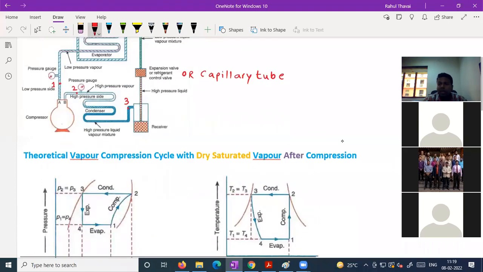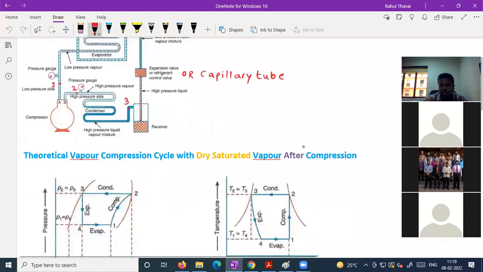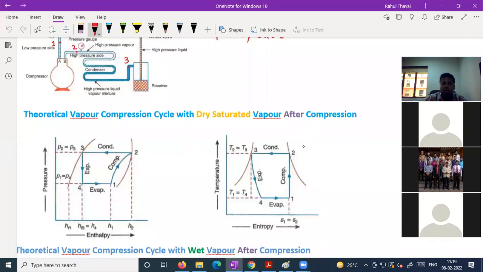Now see, all of you, this cycle will depend upon what inlet condition you have. Let us start with the process. Let us start plotting the process on a pH and a TS diagram. You can see the pH diagram, it's a pressure enthalpy diagram. Let us see the process 1 to 2. During 1 to 2, what happens? Compression occurs, and that compression in the compressor is isentropic.